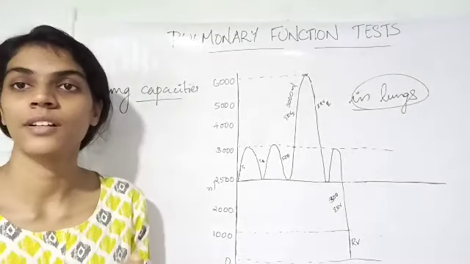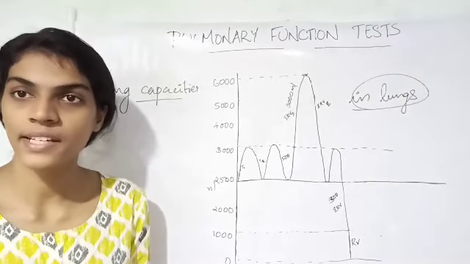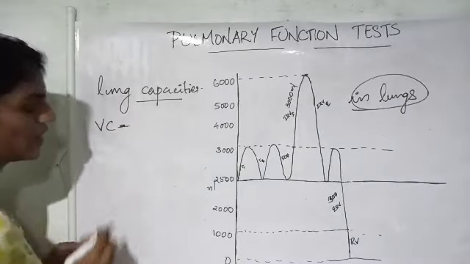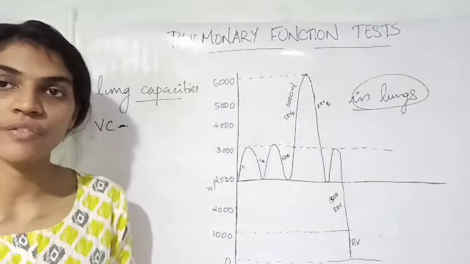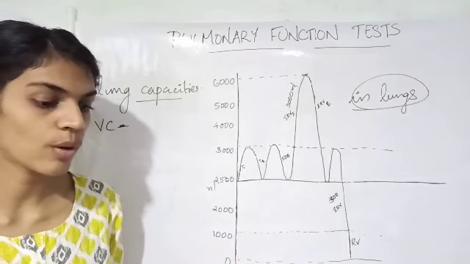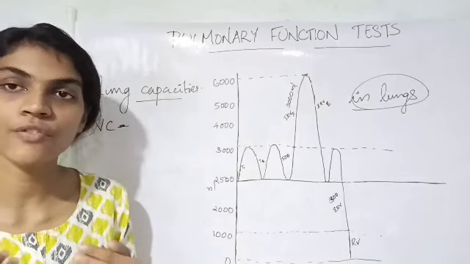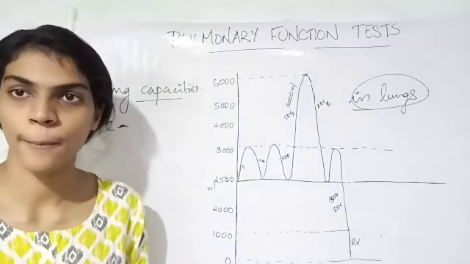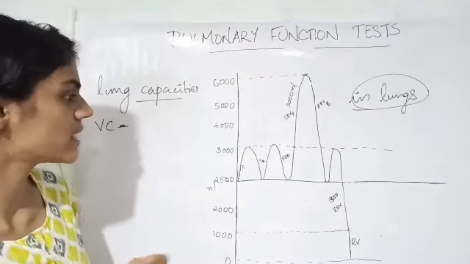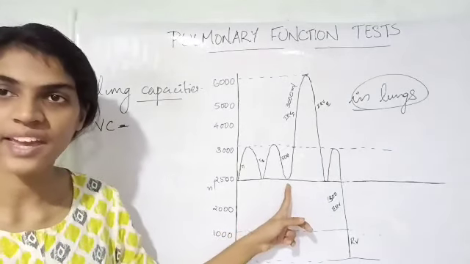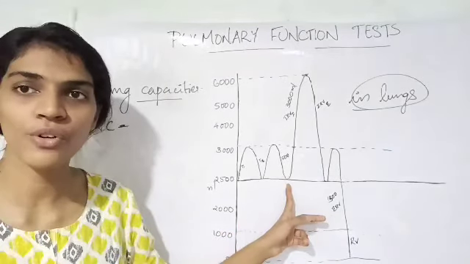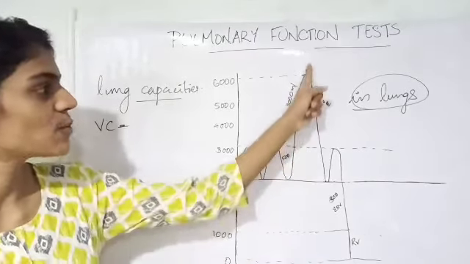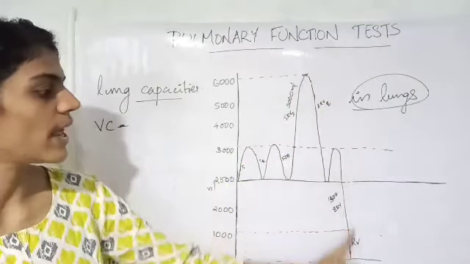And next, the lung capacity is vital capacity. First, let me give you the definition of vital capacity. It is the total volume of air that can be brought in forcefully and expired forcefully. Vital capacity is the total amount of air that includes all the air involved in forceful inspiration and forceful expiration.